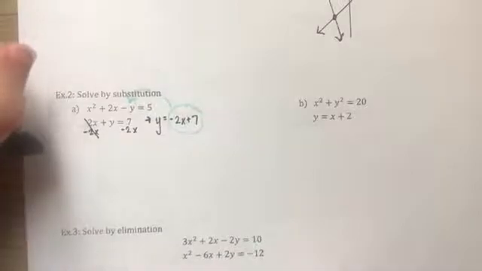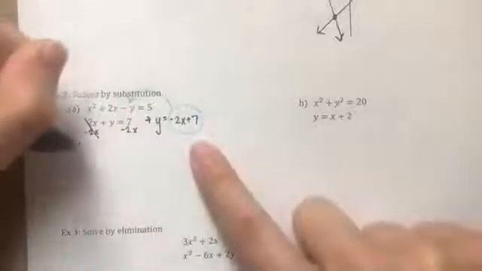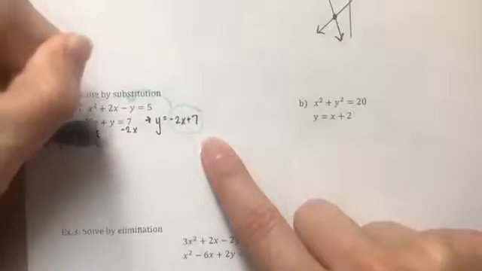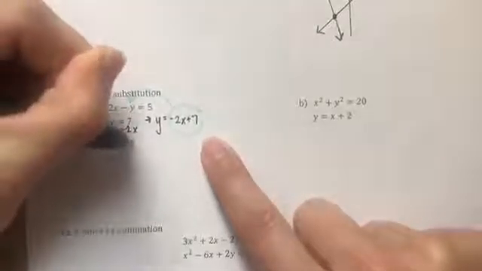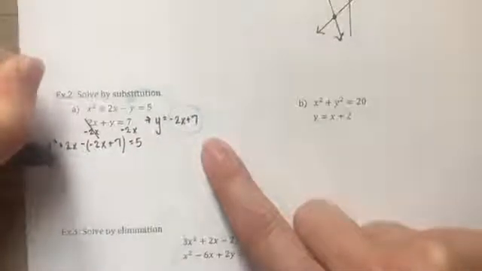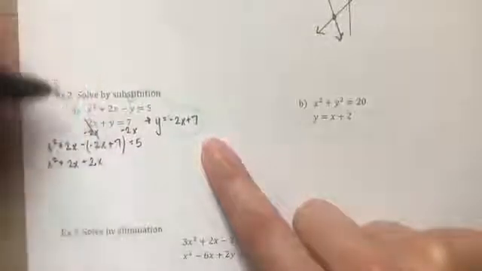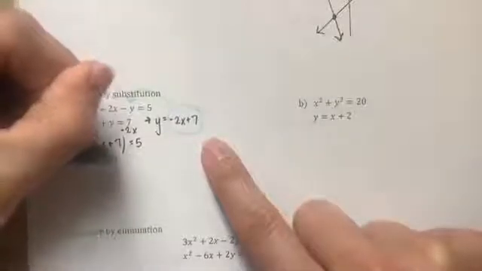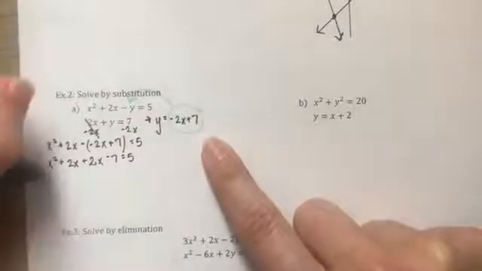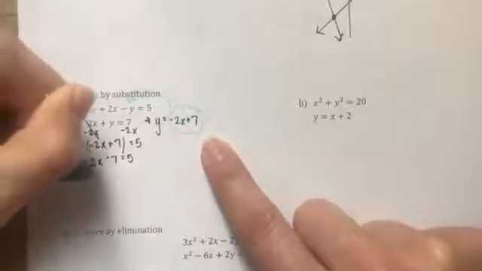So the first equation becomes x squared plus 2x and then minus y. So it's going to be minus, and we want to put all of y in parentheses. So minus parentheses negative 2x plus 7 equals 5. And then we'll have to distribute the negative. So x squared plus 2x, negative times negative 2x would be plus 2x again, and then negative times 7 is minus 7 equals 5. We can combine the 2x and the 2x into 4x. So x squared plus 4x minus 7 equals 5.